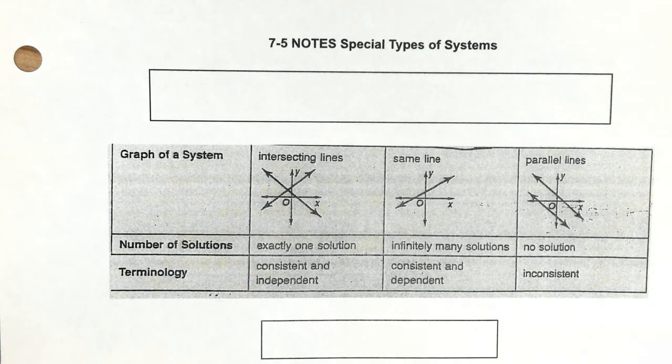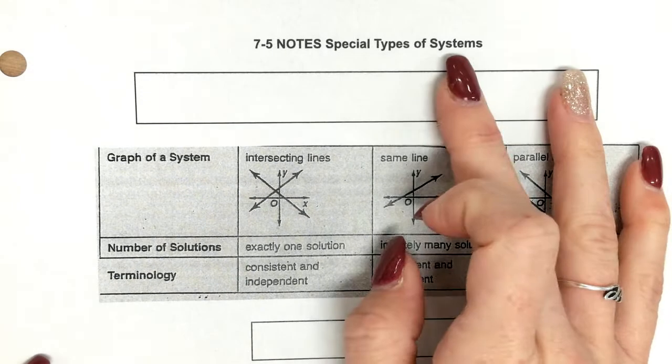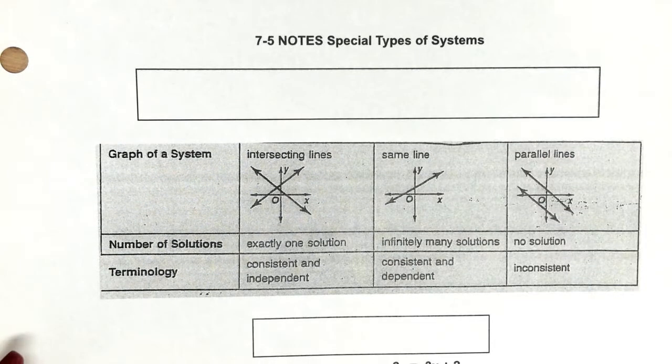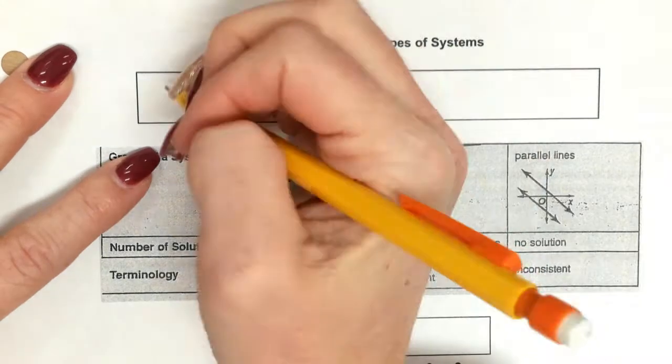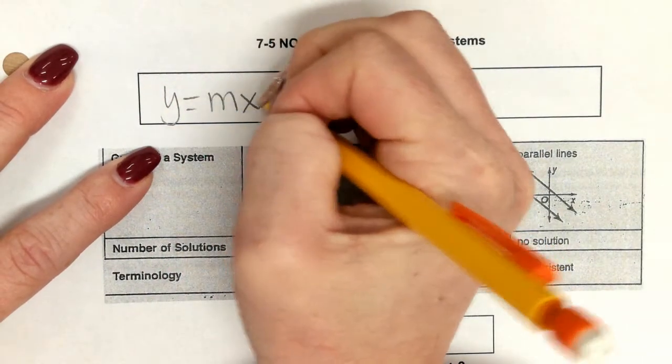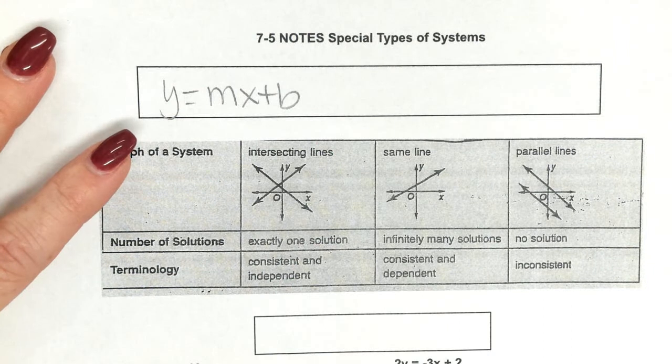All right, today's lesson is the next type of system, which is called special types of systems. So far, we've learned that we want everything in ax plus by equals c form, which is standard. But today, you can have it either in y equals mx plus b, which is slope-intercept.